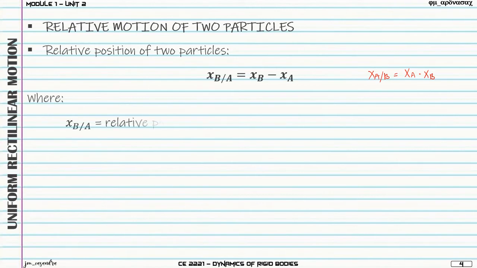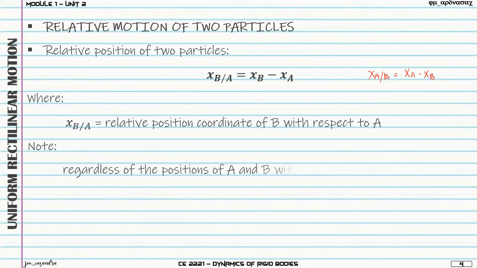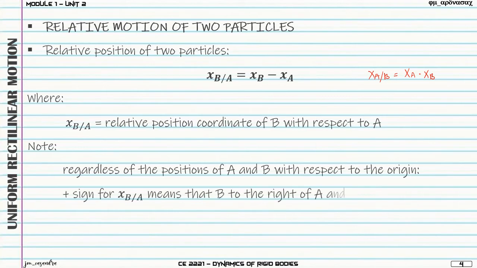X of B with respect to A is simply defined as the relative position coordinate of B with respect to A, or we observe the position of B when we are at A. So take note, regardless of the positions of A and B with respect to the origin or your reference point, the sign conventions will follow. A positive x of B with respect to A will simply mean that B is to the right of A.